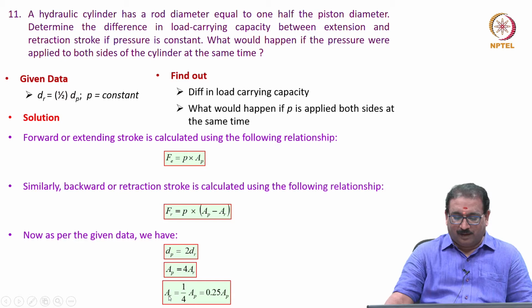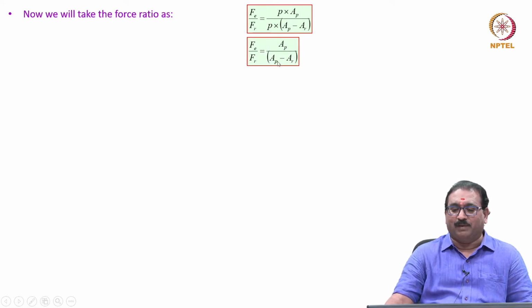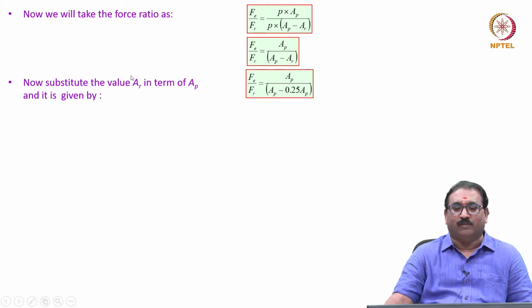Now AR is equal to what? AR equals 1 by 4 AP, which is 0.25 AP. Now we will take the force ratio Fe by Fr, extension force by retraction force: P into AP over P into (AP minus AR). P gets cancelled, and I get AP by AP minus AR. Now, friends, substitute the value of AR in terms of AP. Already we know that AR equals 0.25 times AP.